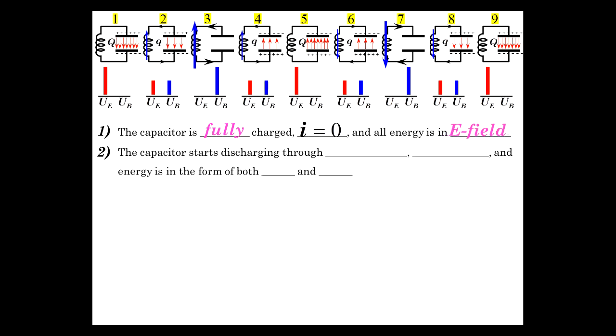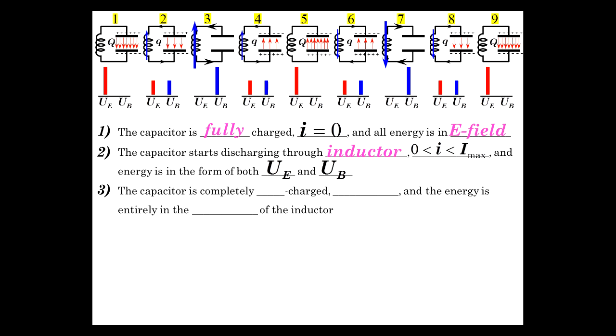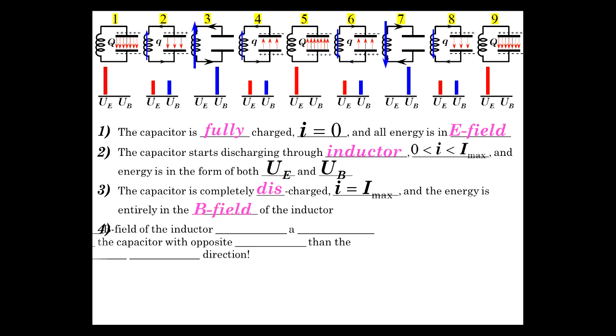In sequence 2, the capacitor starts discharging through the inductor. The current is midway between 0 and I max, and the energy is in the form of both potential and magnetic. The capacitor in sequence 3 is completely discharged now. The current is maximum, the energy is entirely in the B field in the inductor.